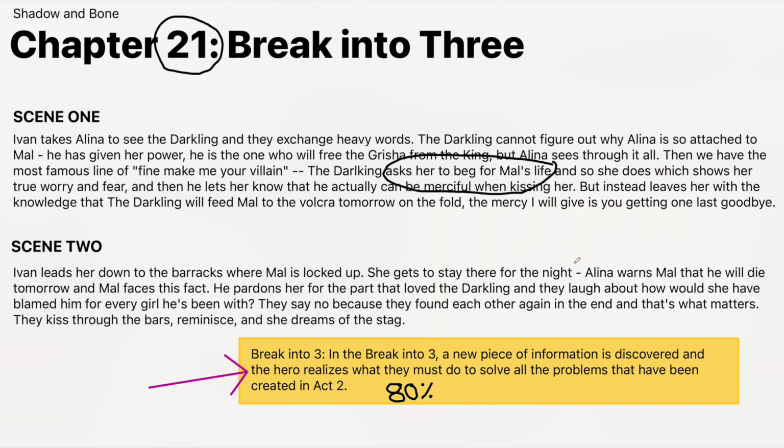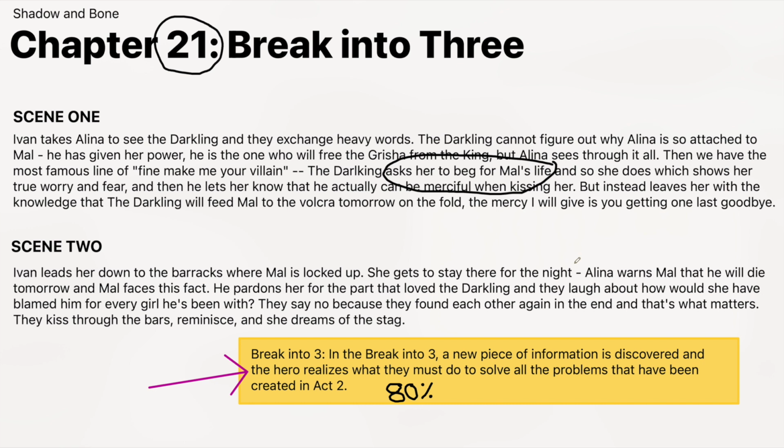And then he lets her know that he actually can be merciful, while kissing her. Gross. But instead he leaves her with the knowledge that the Darkling will feed Mal to the Volcra tomorrow on the fold. The mercy that he will give is Alina getting one last goodbye. So not that merciful, right? In scene 2, Ivan leads her down to the barracks where Mal is locked up. She gets to stay there for the night, to have one last night with him. Alina warns Mal that he will die tomorrow, and Mal faces this fact.